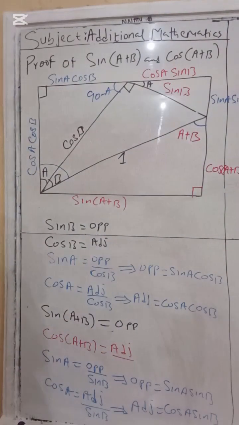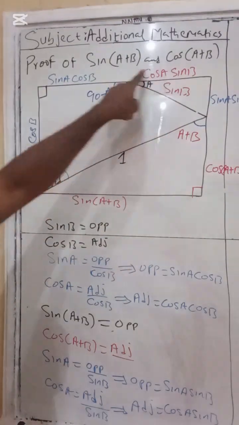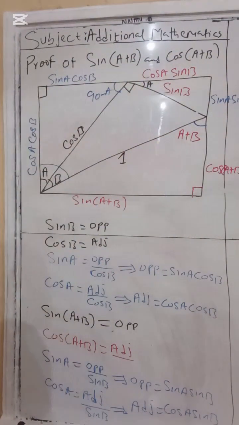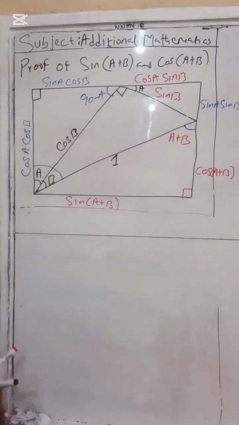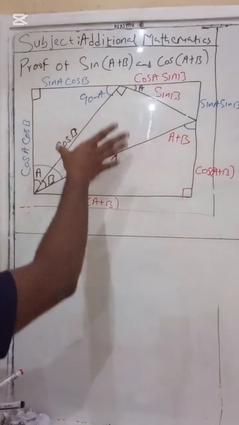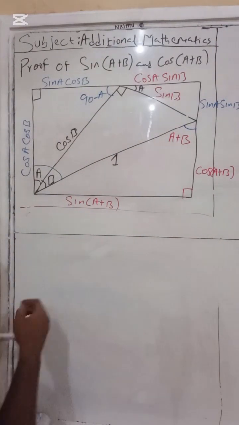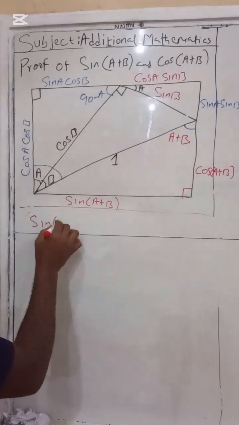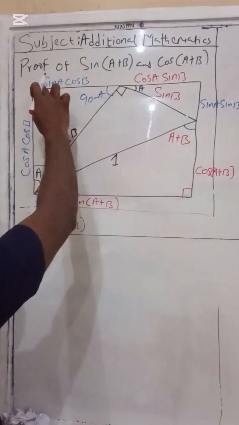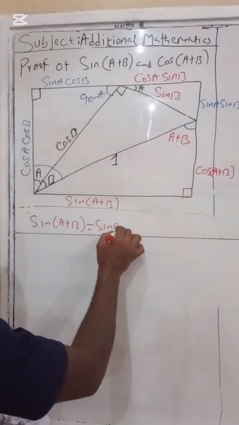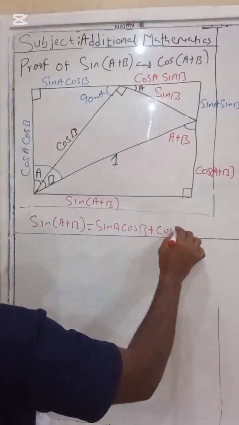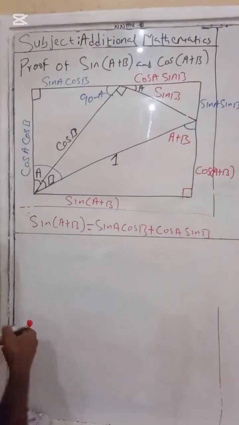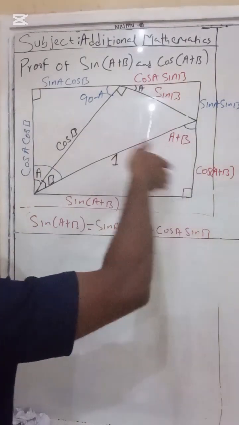So remember the properties of a rectangle. Opposite sides are equal. That means here is equal to here, and here is equal to here. So using that analogy, using the properties of a rectangle, opposite sides are equal, we can see that sine A plus B equals sine A cos B plus cos A sine B. Again, this side equals this side.